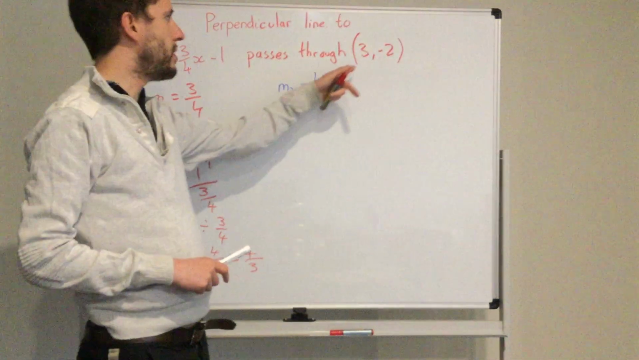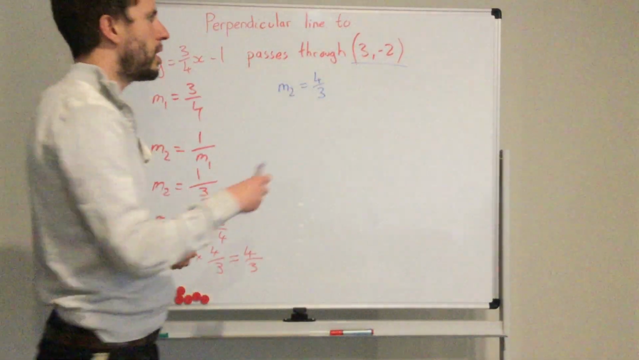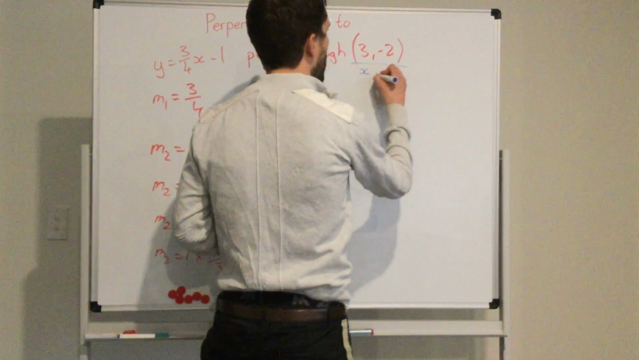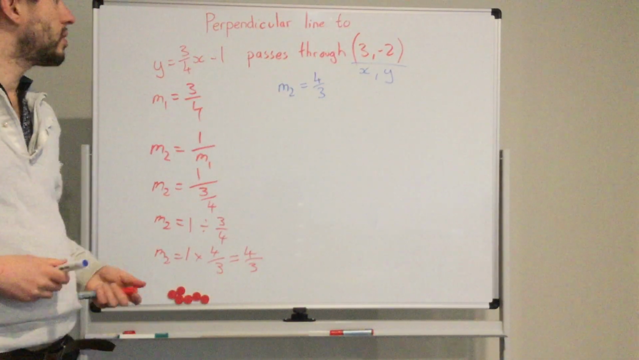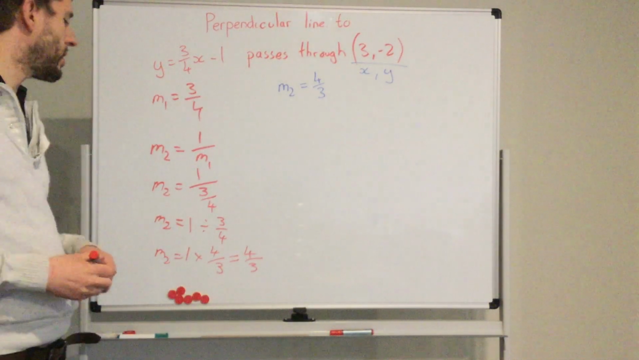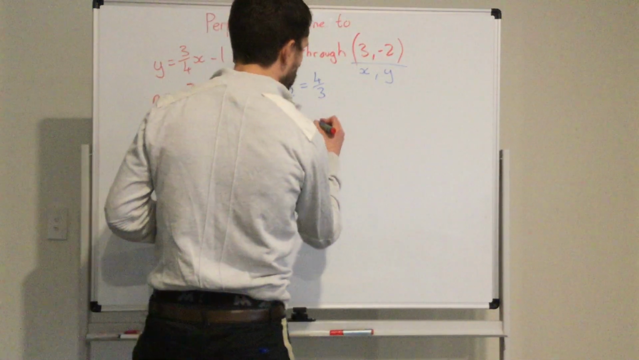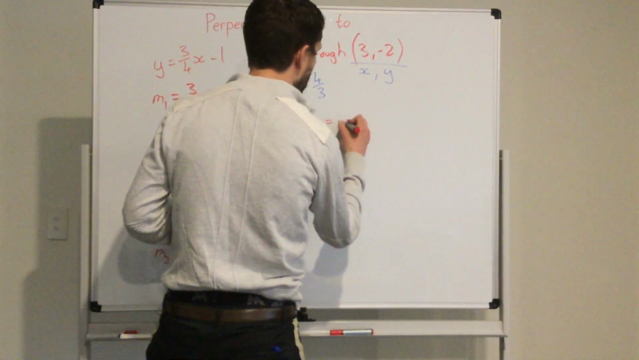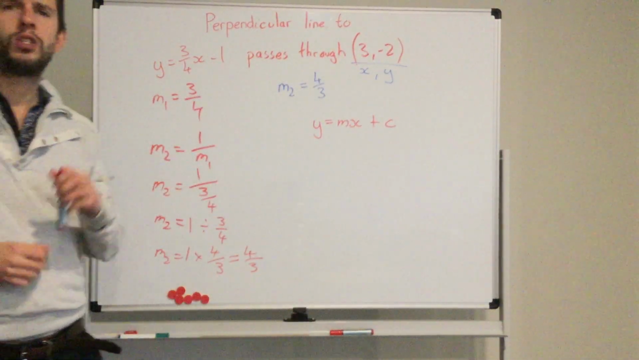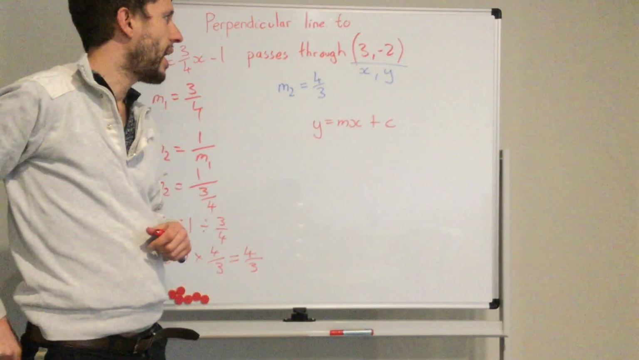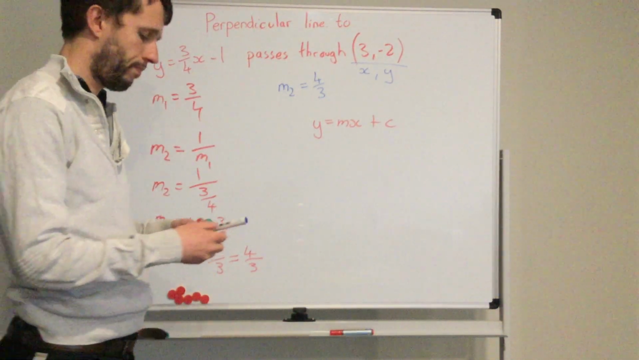We would like our perpendicular line to go through those points. So I'm going to mark 3 as x and negative 2 as y. This is where we now need to think about what our equation for a linear equation is. Our linear equation is y equals mx plus c. The only thing we don't know is c, and that's how we can work that out through substitution. So let's have a go.